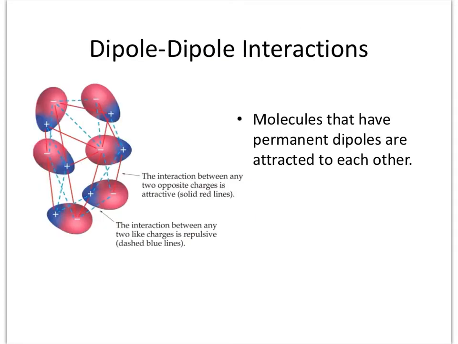Dipole interactions are when you do have polar molecules near each other, the positives and the negatives attract one another and form these intermolecular forces. So a permanently polar molecule will attract another permanently polar molecule through a dipole interaction.